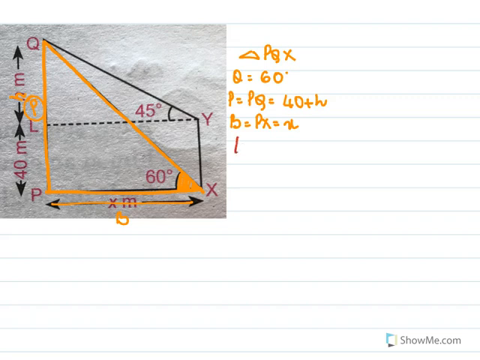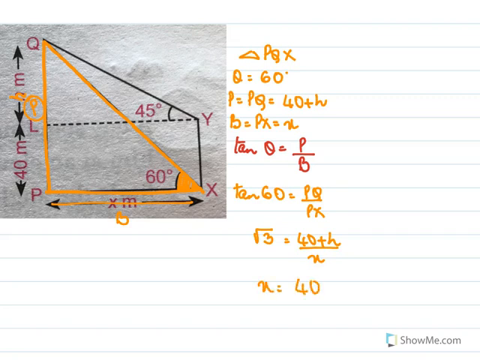We do tan theta, perpendicular over base, that is tan of 60. Perpendicular is PQ, base is PX. Tan 60 is root 3. PQ is 40 plus H over x. So here what I'm going to do is find the value of x. So x is (40 plus H) over root 3. Now we take up the next triangle, and this is my next triangle.